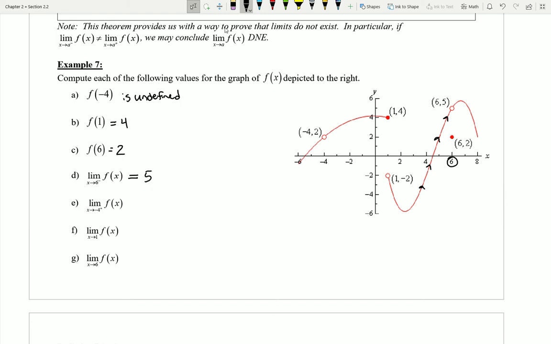All right, let's try that again with a different set of values. Here, I'm going to be working with approaching -4 from the right. So here's -4, but I want to start to the right side of it. So maybe I start up here, and I start moving towards -4. What y value does it look like I get close to? Yeah, I get close to 2.